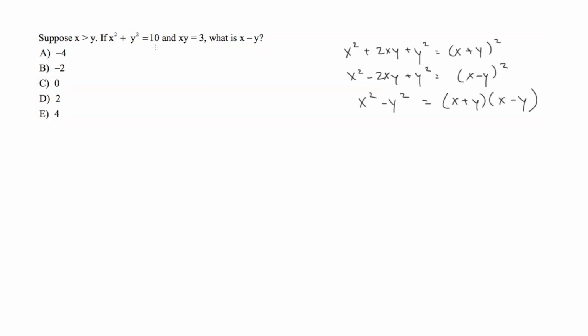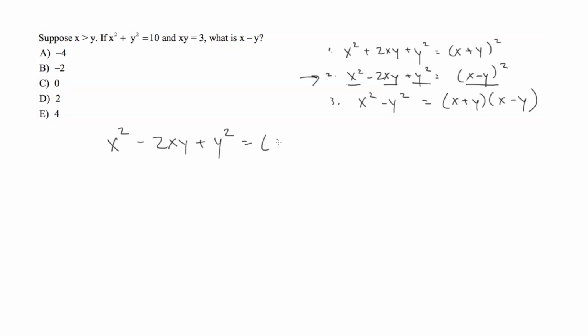Now, taking a look at what they gave us, and also the three equations I gave you here, which one of these three equations do you think would help the most? Well, we have an x squared plus y squared, we have x times y, and we're asked to find what x minus y is. So hopefully you chose the second equation. We have x squared plus y squared, we have an xy term in the middle, and at the very end, on the other side of the equation, we have x minus y. So I'm going to rewrite that second equation.